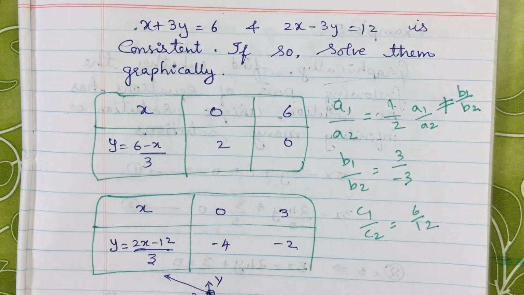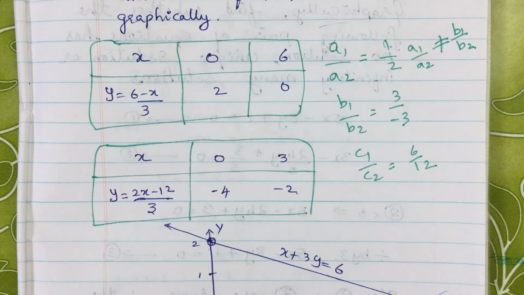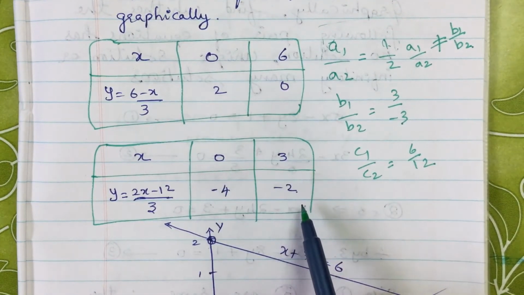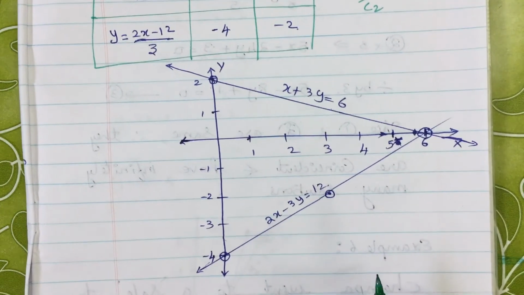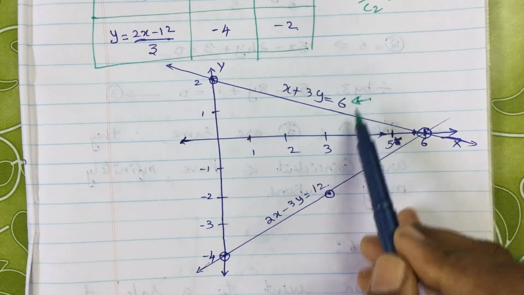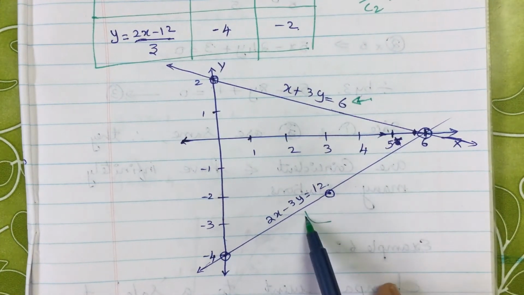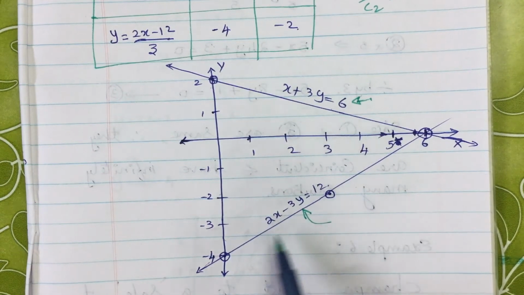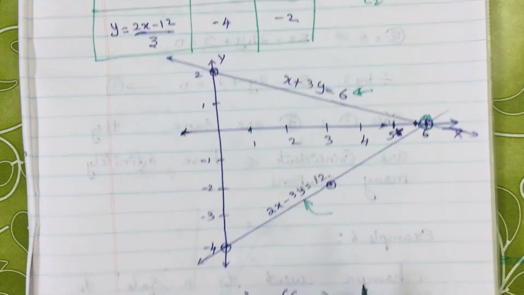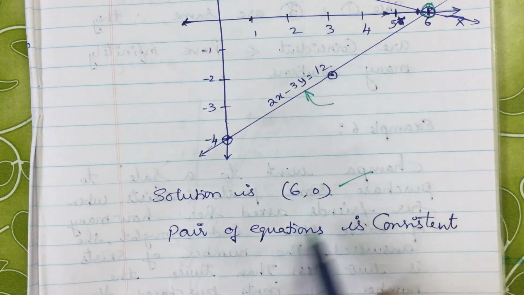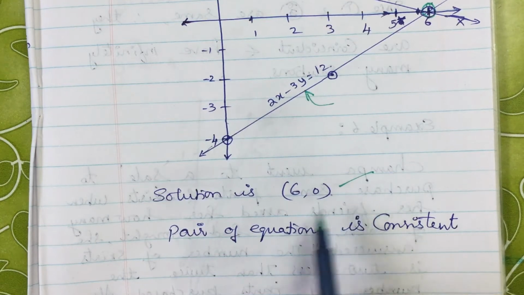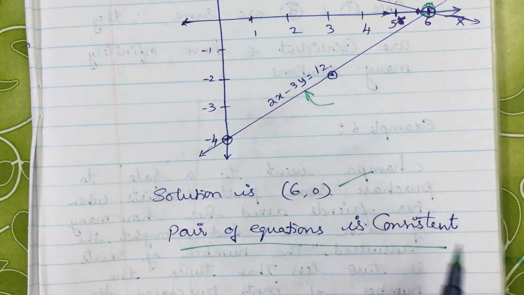Then you draw one more table. Again you find x and y values for the given second equation. For the second equation I got the points as (0, minus 4) and (3, minus 2). After marking these on the graph, I got two lines like this. One is x plus 3y equal to 6; this is the line for the first equation, and this is the line for the second equation. After drawing the lines, I found these two lines intersect at the point (6, 0). So it is the solution of these two lines. It has a unique solution, and so the pair of equations is consistent.